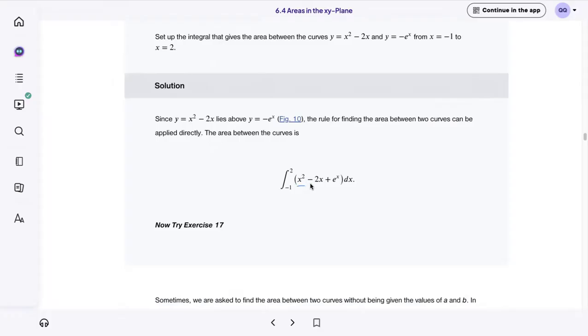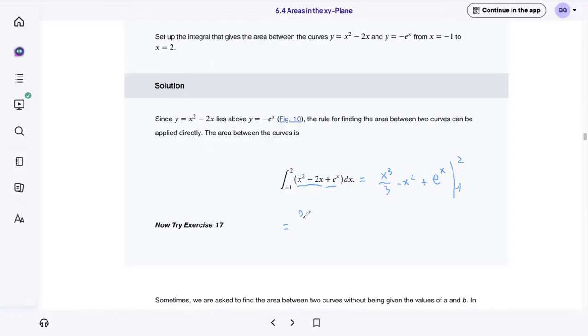So then x squared minus 2x is set as f, right? Negative e to the x is set as g. So minus negative e to the x becomes plus e to the x. Then from negative 1 to 2, the rest is just anti-differentiate. So we get x cubed divided by 3 minus x squared, like 2x, then plus e to the x. Then we evaluate from negative 1 to 2.